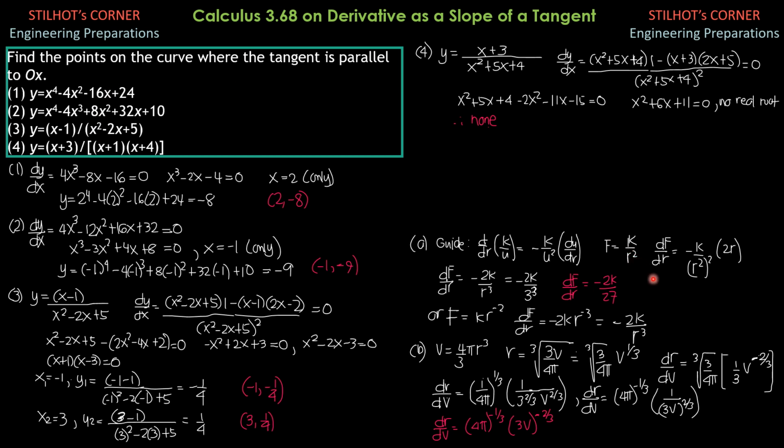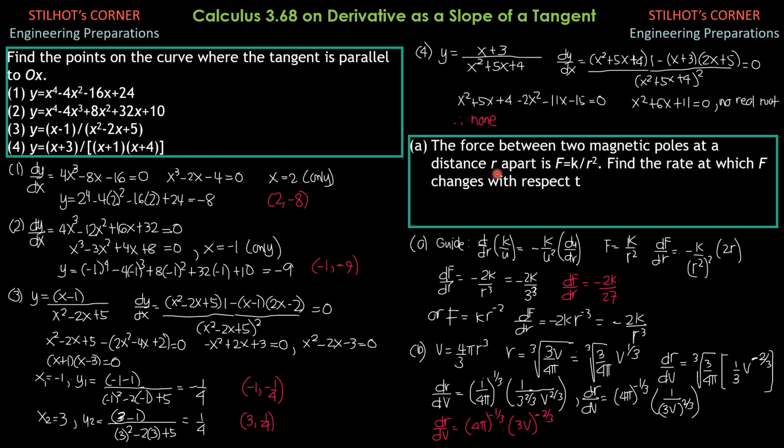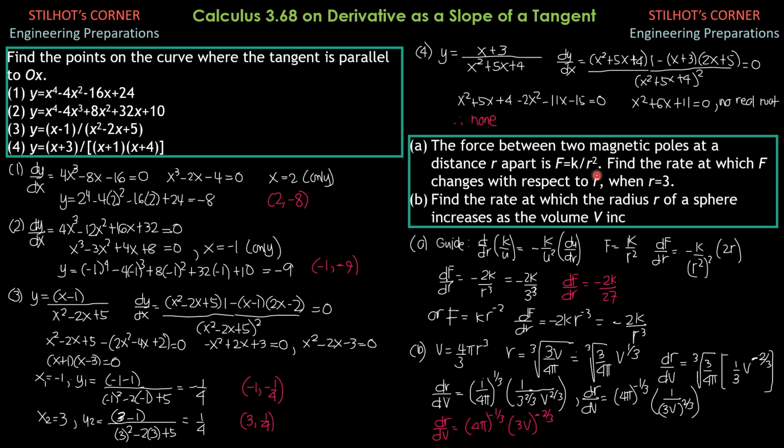For the second batch of problems, we have the force between two magnetic poles at a distance r apart is given by F equals k over r squared, constant over r squared. Find the rate at which F changes with respect to r when r is 3. So I'll present two solutions to this case. One is the general form of the derivative of constant over variable, which is negative of constant over variable squared times the derivative of that variable with respect to that variable.